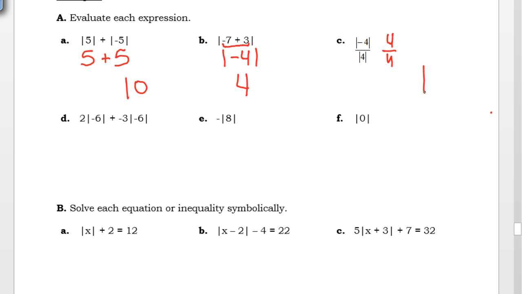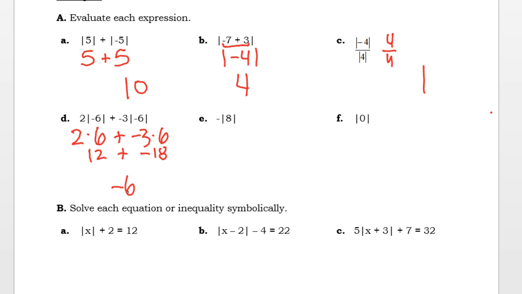Letter D, I have 2 times the absolute value of negative 6. The absolute value of negative 6 is positive 6. And then negative 3 times the absolute value of negative 6, again, the absolute value of negative 6 is positive 6. And then we do 2 times 6 is 12, negative 3 times 6 is negative 18, and 12 plus negative 18 is negative 6. So I did get a negative answer in this situation. I used my order of operations, I got rid of my absolute values, but I ended up with a negative answer. Same thing over here.